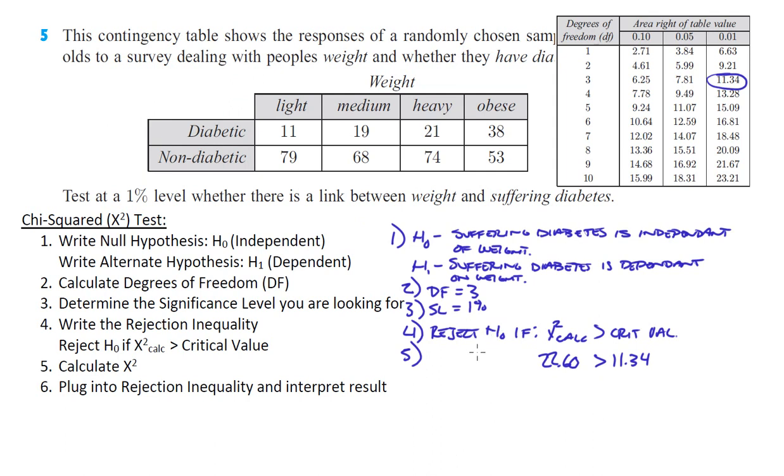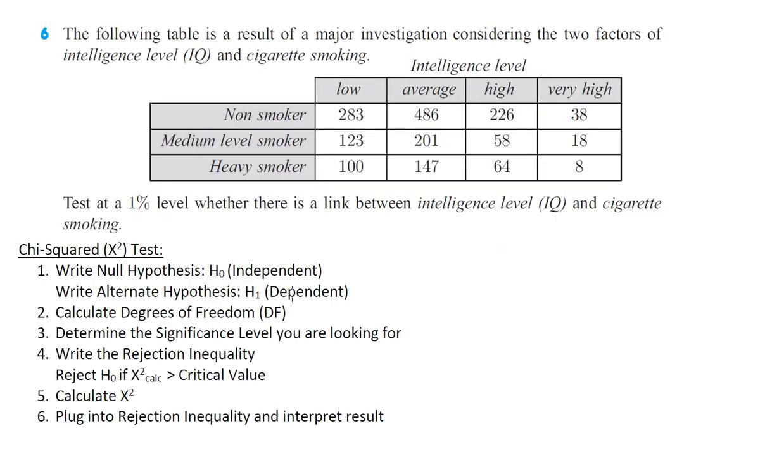Okay, so this is true, so we reject H0, the null hypothesis, and we then accept H1, the alternate hypothesis. So that means, according to this data, suffering diabetes is dependent on weight. Okay? All right, last one here.